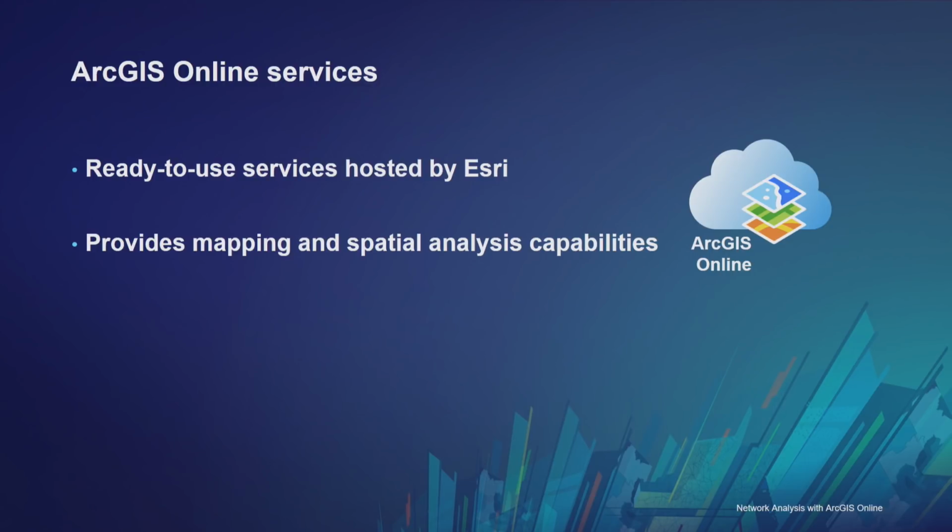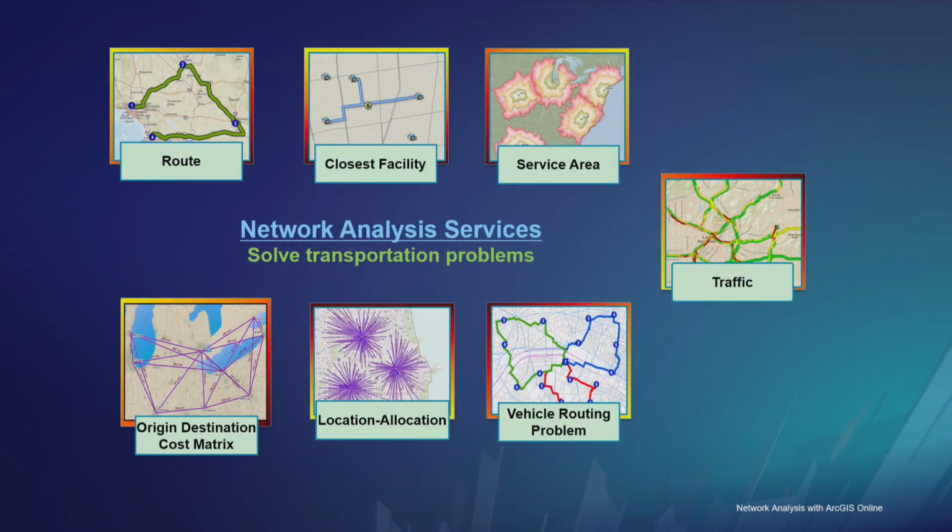When we're talking about ArcGIS Online in general, what are those things? It's really the ready-to-use services hosted by Esri in the cloud. So we have some services in Azure, some in Amazon. It doesn't really matter to you. All you know is you can connect online and consume the services that we provide that have mapping, spatial analysis, sharing, collaboration services. In particular today, we'll be talking about the network analysis services that we host that allow you to do transportation problems.